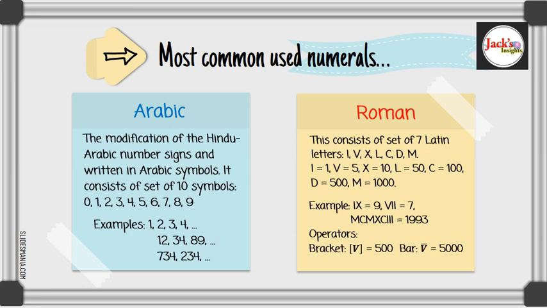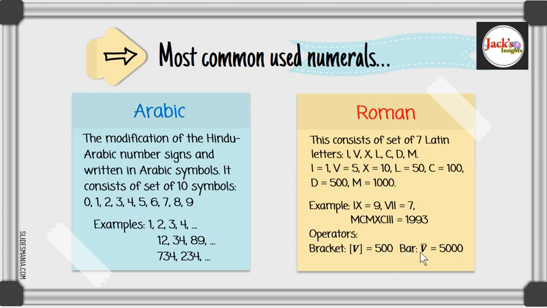Now, for Roman numerals also, there are operators that we need to know. First, the bracket. If a numeral is enclosed with brackets, it means it is increased by 100 times. So since V is 5, times 100, you have 500.